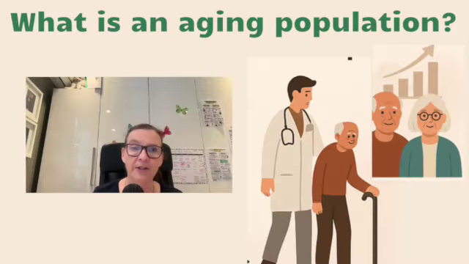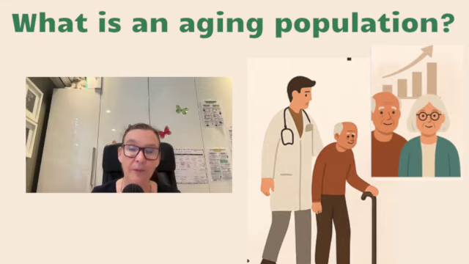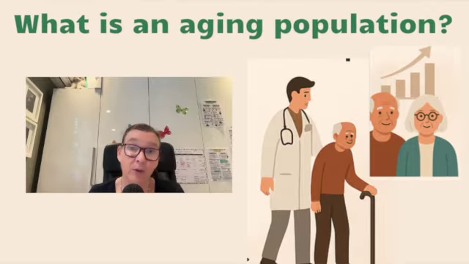An aging population simply means that a large proportion of people in a country are elderly. As a result, the overall median age of the population increases. This shift usually happens because birth rates decline and people live longer.